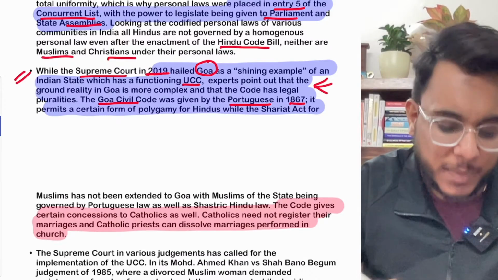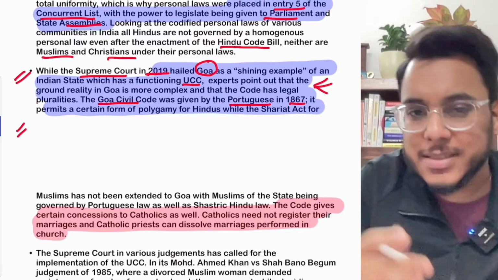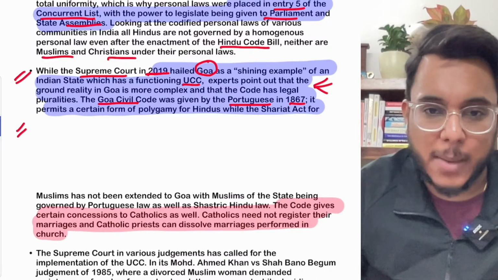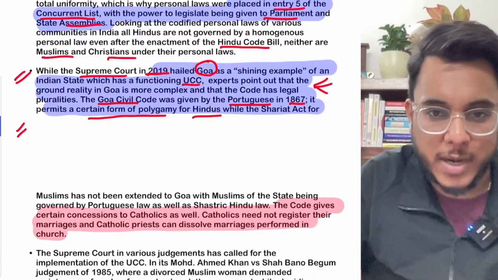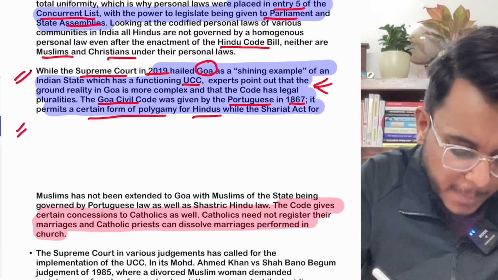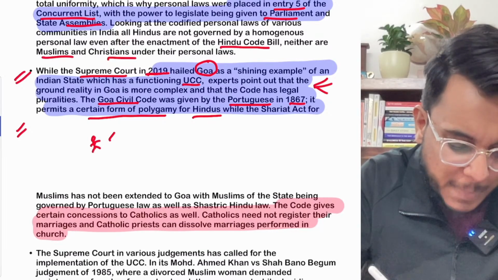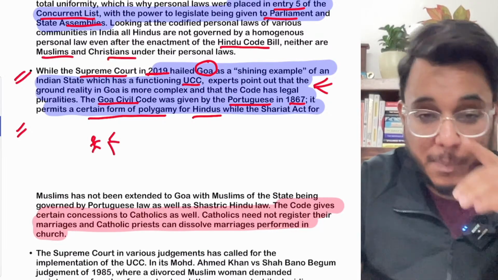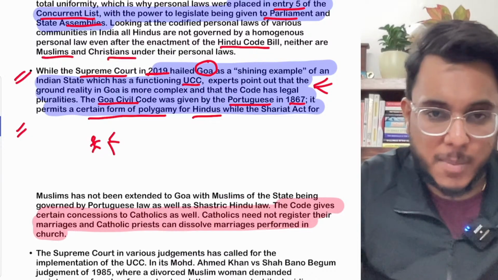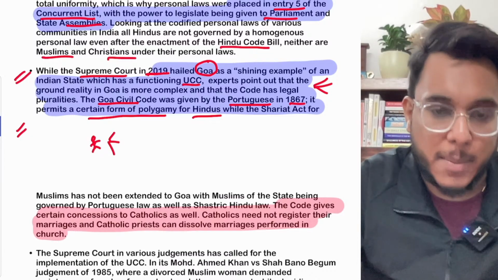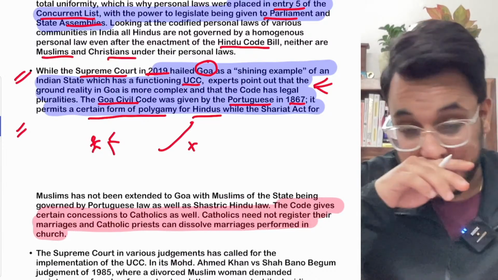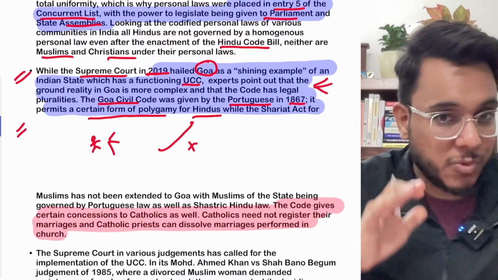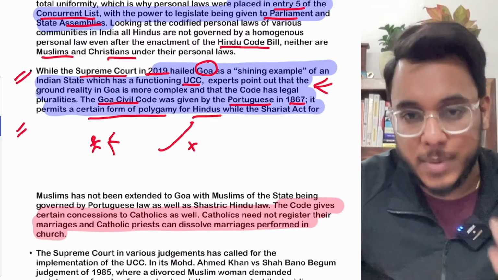But at the same time, the UCC of Goa also has certain issues. For example, it allows a certain form of polygamy for the Hindus. Now, what is polygamy? Polygamy is when a male is marrying multiple women. One male having multiple wives, that is polygamy. So polygamy for the Hindus has been allowed. This is not something which goes very much in line with liberal ideas.